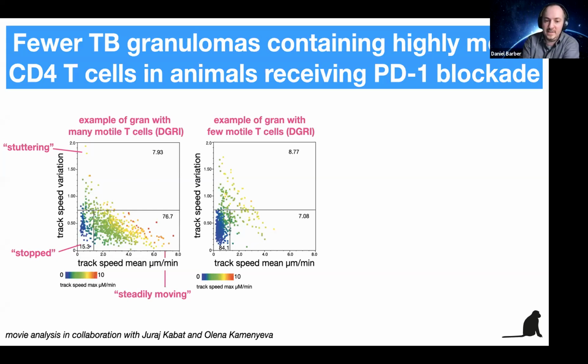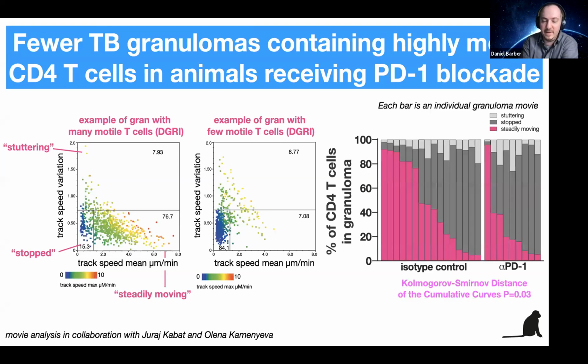And we could actually go back into the movie and verify that that really is the behavior that the cells were observing. We observed in the movie. And so when we summarized a large number of movies, first you can see there's enormous heterogeneity. And just to make the point, these two graphs here on the left are from the same monkey that were imaged on the same day. So we saw a huge amount of variability, and it wasn't just one monkey all looked one way. Even within a monkey, there was a lot of variability. But overall, there was a trend, a statistically significant trend, that in the animals that received anti-PD-1, there are fewer granulomas that contain highly motile T cells.